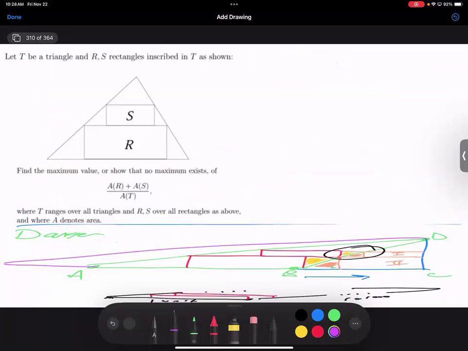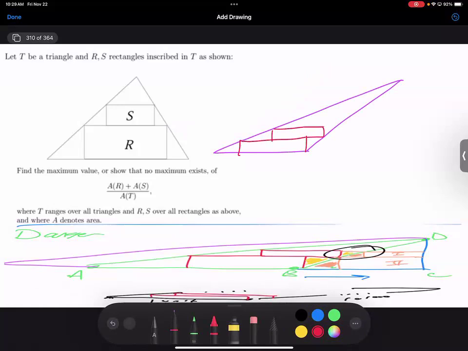So if I give you a triangle like this, do I have to put the boxes in like this? Or do I have the option of putting in the boxes like this and just choosing whichever way does best?